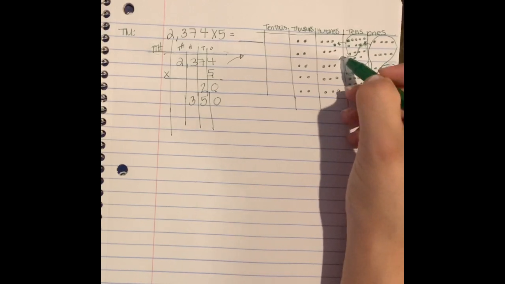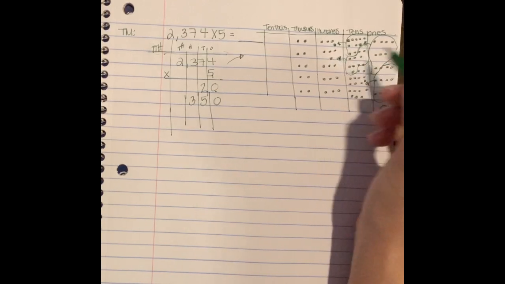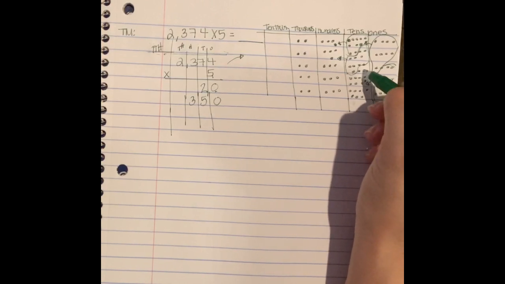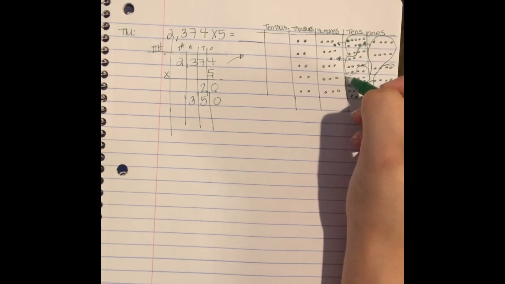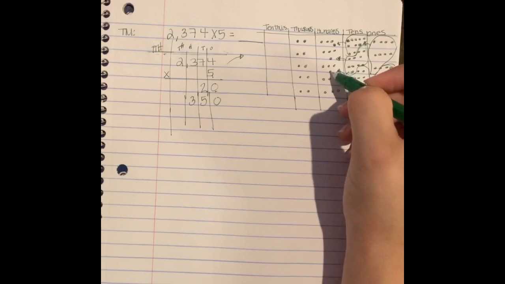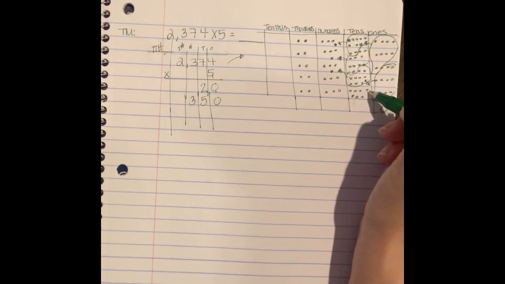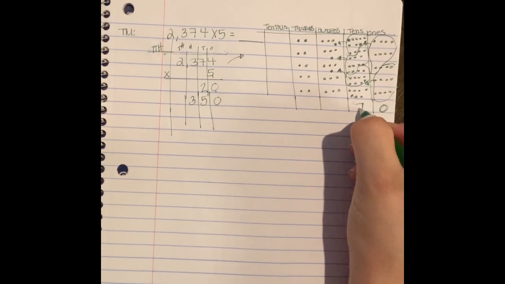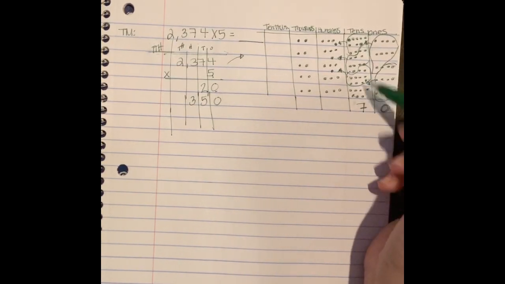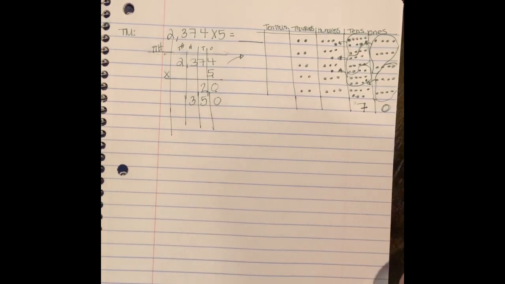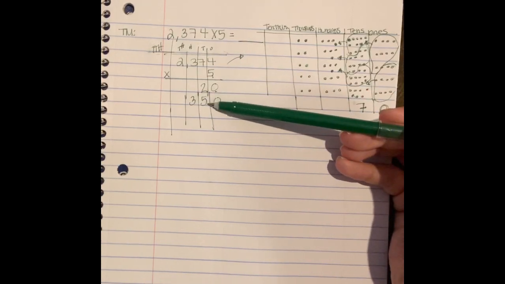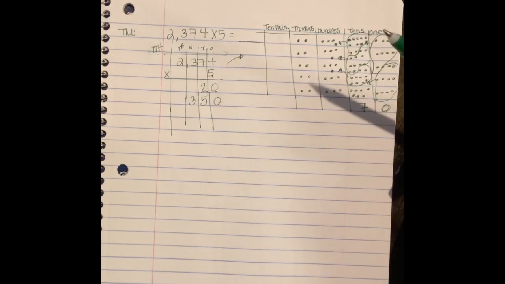1, 2, 3, 4, 5, 6, 7, 8, 9, 10. Bundle those. 10 tens make another 100. And another 100. And 1, 2, 3, 4, 5, 6, 7. So I have remainder 7. This is telling me that I have 7 tens in total in my tens place, which I do, because if I look at my tens so far, I have 2 plus 5, so I have 7.